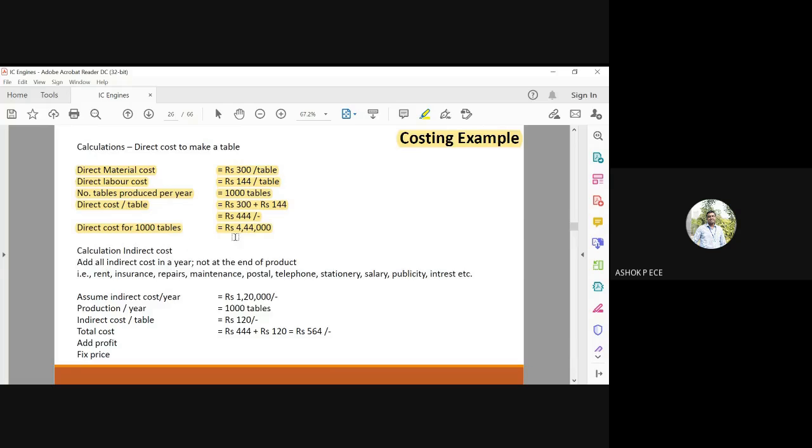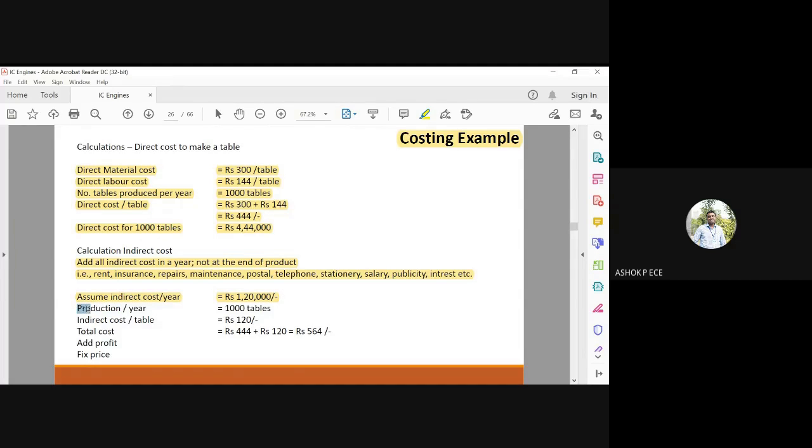Okay, indirect cost. Now calculating the indirect cost. Assume all indirect costs are taken in a year, not at the end of the product. So you are going to calculate indirect cost only at the end of the year. For example, all these things: rent, insurance, repair, maintenance, postal, telephone, stationery, salary, publicity, interest, everything. So assume indirect cost per year is rupees 1,20,000.